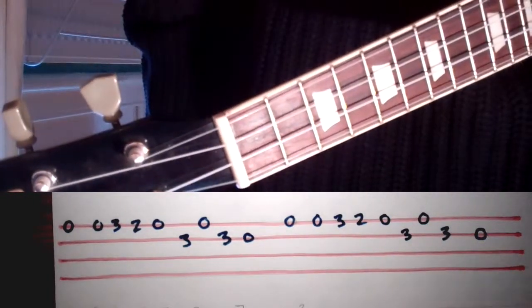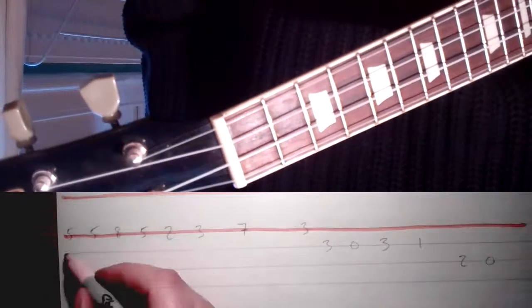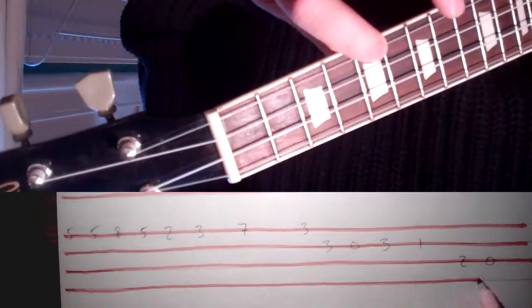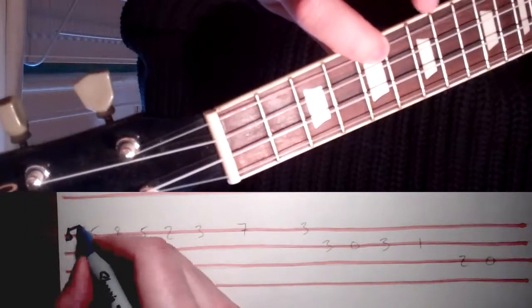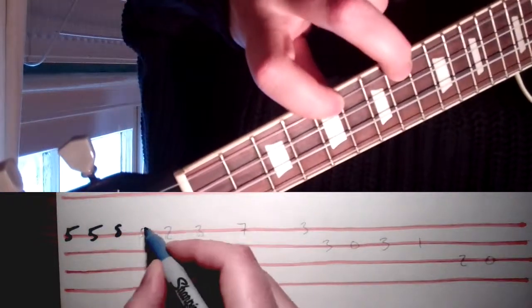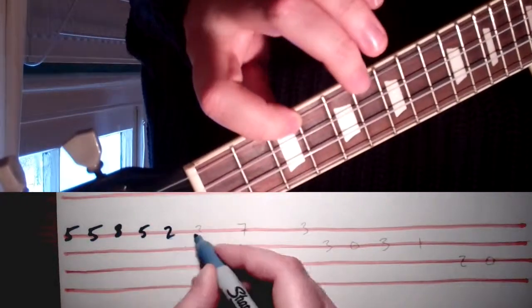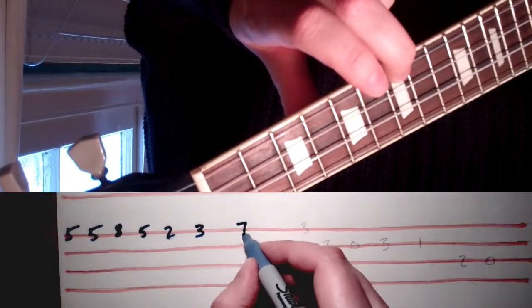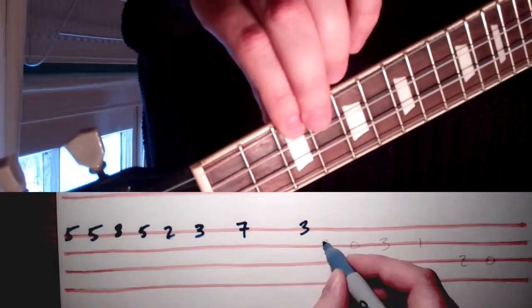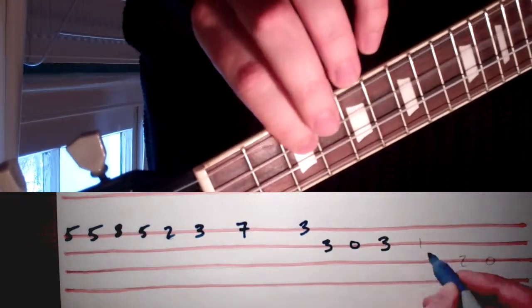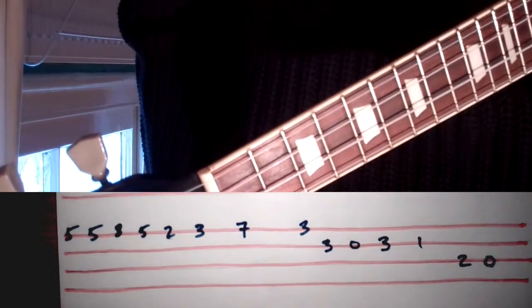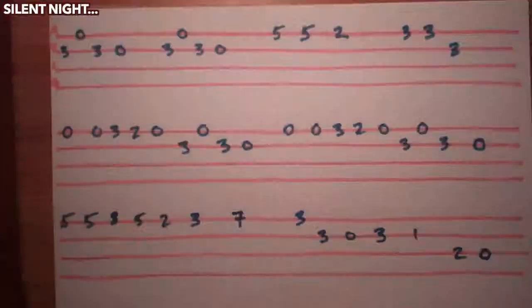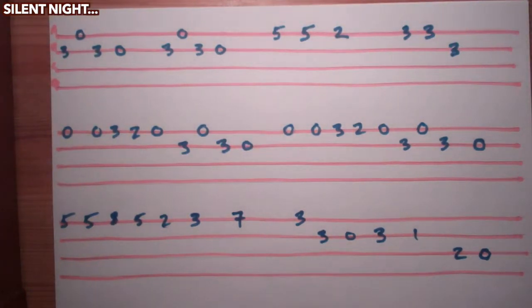Then for the last line, it's going to jump up high. Most of the notes here are on the top A string. So we've got to jump up to 5, and then it'll be up to 8. So all the way up to there. And then back down to finish. Okay, and here's that whole thing for Silent Night. Press pause and have a practice.